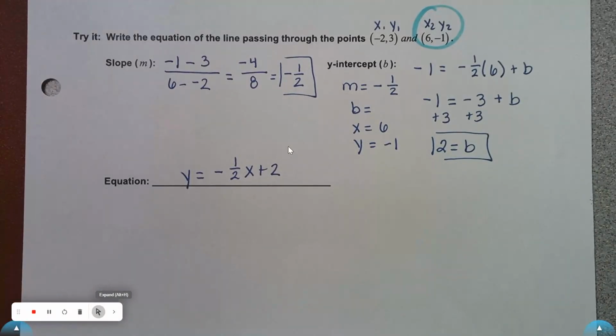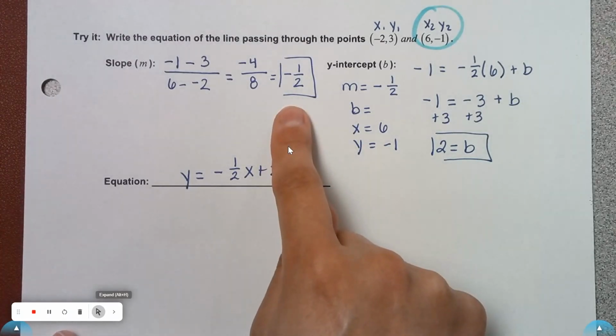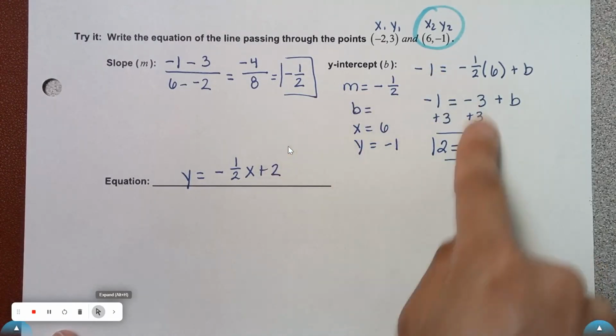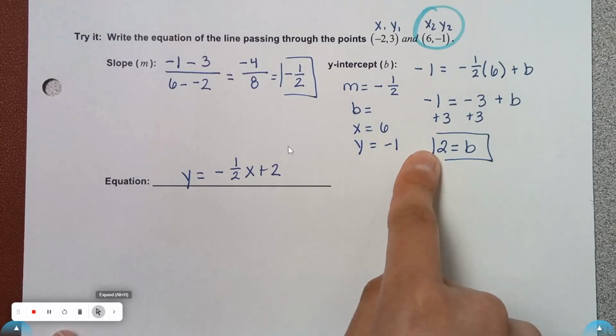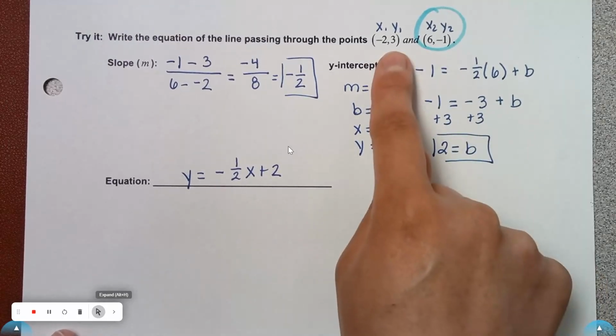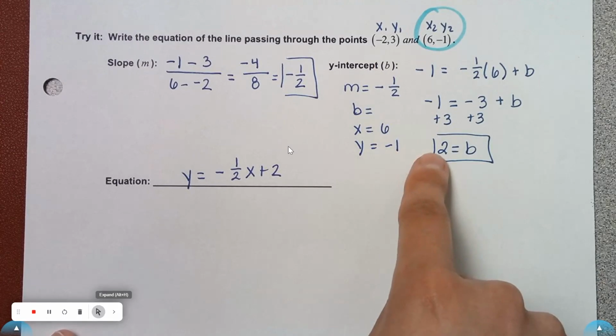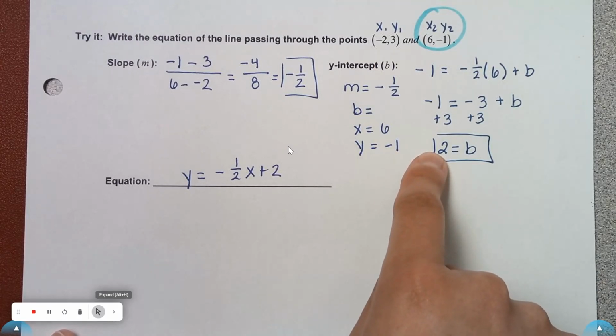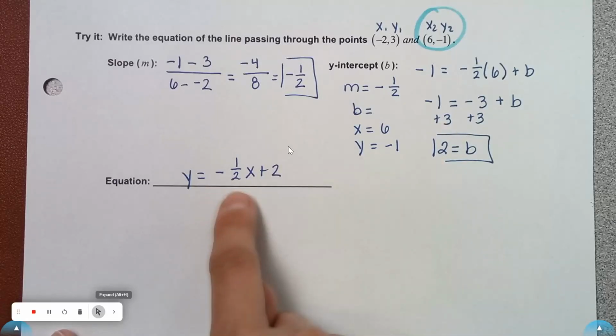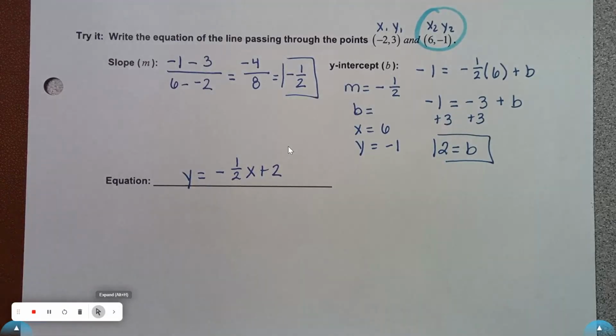Alright, so this is the answer you should have gotten for the try it at the bottom. You get a slope of negative 1/2, and you get a b of 2. It doesn't matter which point you pick, so if you had picked the first point, at the end you should still get 2 equals b. We get the same answer. Then ultimately my equation is y equals negative 1/2 x plus 2.